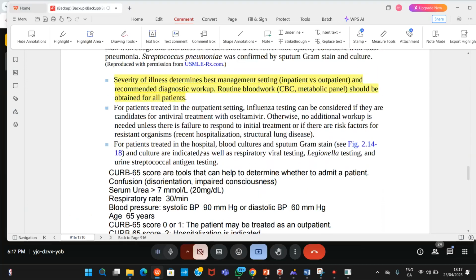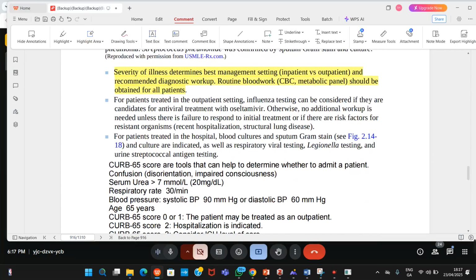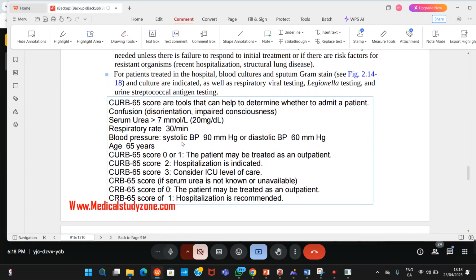What I just want us to have in mind is that most of the cases they are going to be giving us are going to be community acquired pneumonia. And we should use the CURB-65 scoring system to stratify how we are going to treat that patient: whether to admit to the ICU, hospitalize normally, or just treat as an outpatient.